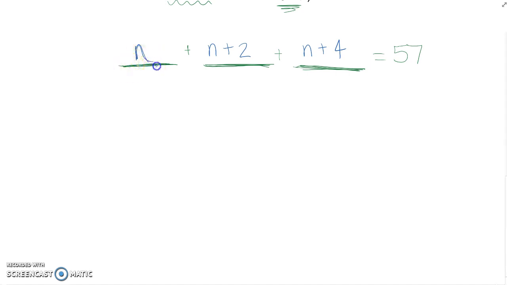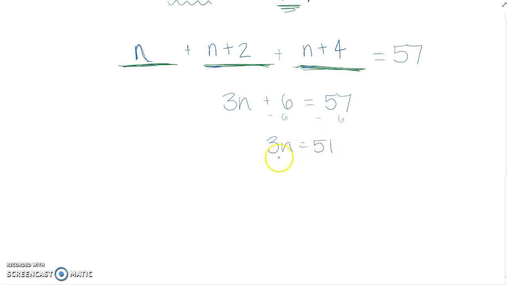n plus n plus n is going to be 3n. 2 plus 4 is 6. So combining like terms, we have 3n plus 6, and we're just going to bring down our 57. Now what we need to do is 57 minus 6, because I want to get rid of the 6 on both sides. So I get 3n, 57 minus 6 is 51.